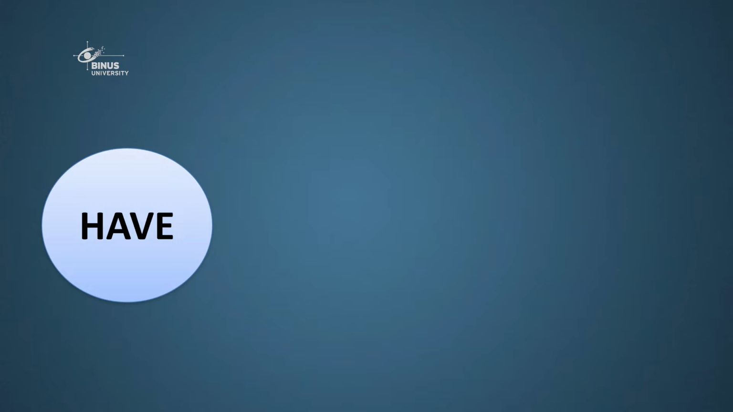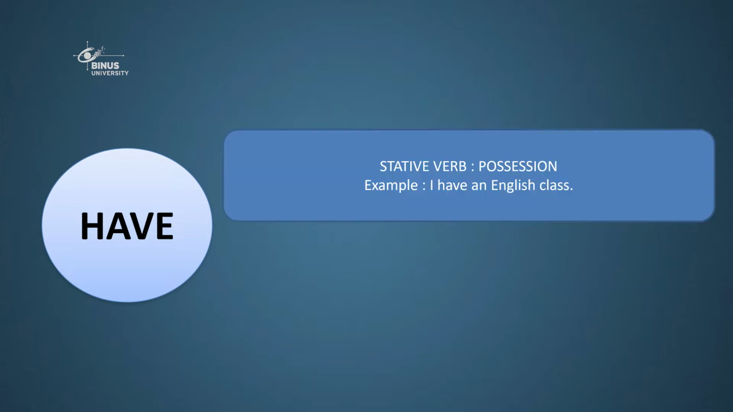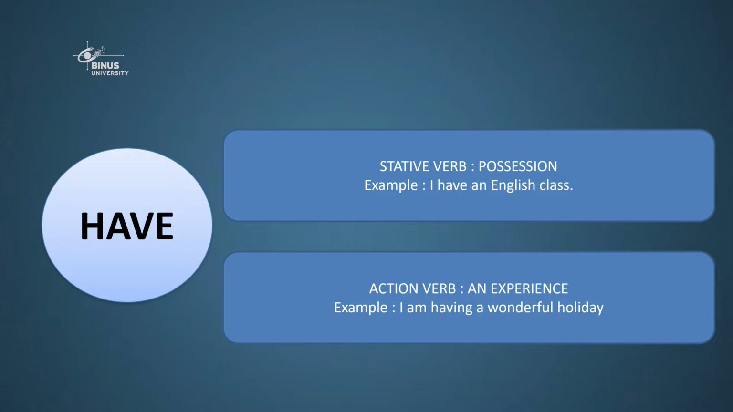Then we have another example, have. For the stative verb, which means possession, I have an English class. For the action verb, which means experience, you can say, I am having a wonderful holiday. So it can be stative, and it can be action.